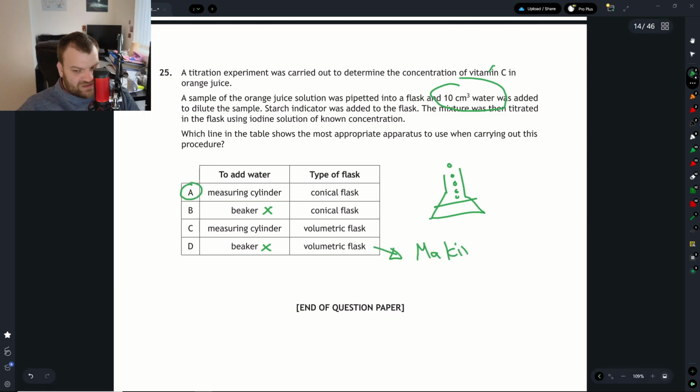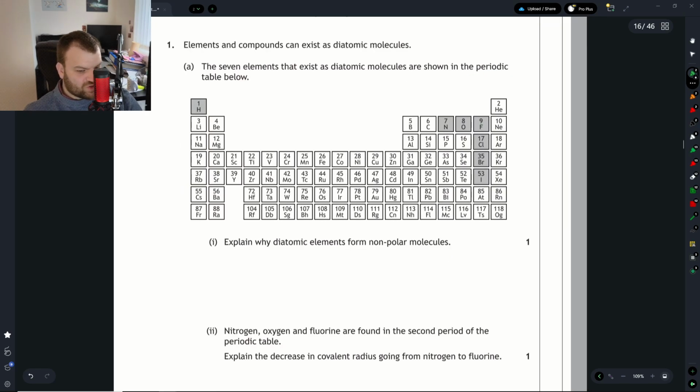You would use a volumetric flask to make a standard solution, which is not what we're asked to do in this one. And just in case it comes up, a standard solution is a solution of accurately known concentration. Moving on to paper 2, we're asked about diatomic elements and why they are non-polar. Non-polar means the electrons are shared equally in the bond. In diatomic elements, we have the same atom being joined together. That means that the electronegativities will be the same.